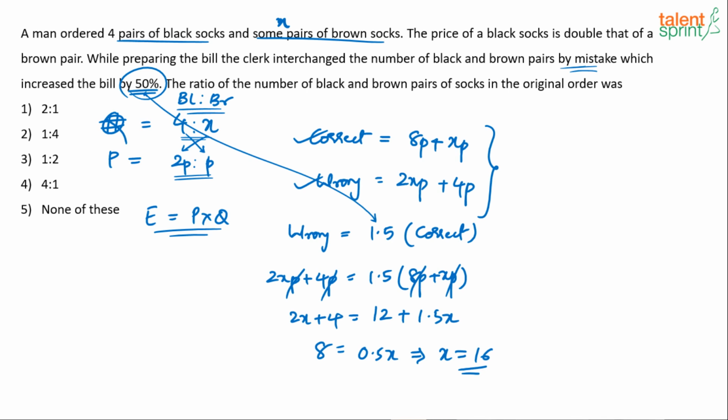But what is the question? You are able to follow? P anyway is common across, it gets eliminated. We have 2X plus 4 equals 1.5 times 8 plus X. So that makes it 12 plus 1.5X. So upon solving you get X equals 16.